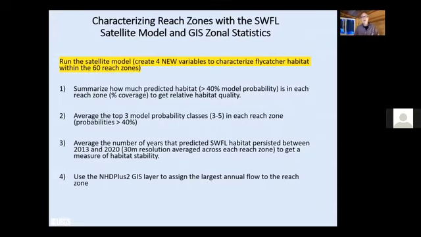And then lastly, we used the NHD plus GIS layer, which is the National Hydrography data set, to assign the largest annual flow to the reach. So NHD exists for the whole country. It's a beautiful data set. We are able to use zonal statistics to extract out that maximum annual flow and assign it to each reach.